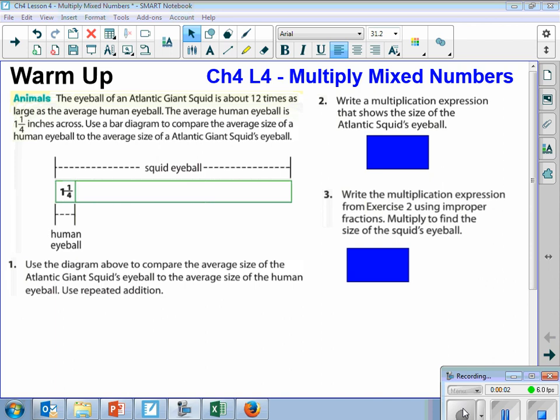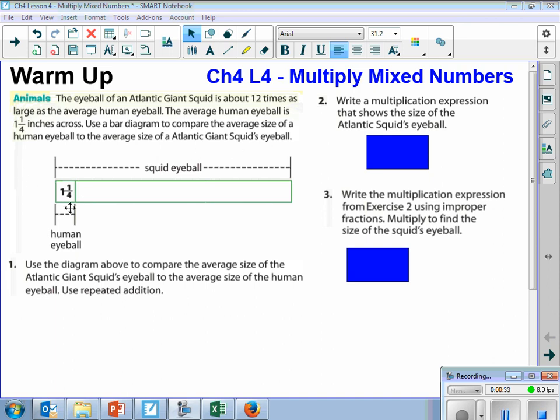All right, so today we're going to review multiplying fractions, and here we're going to include the mixed numbers, okay? So here it says the eyeball of an Atlantic squid is about 12 times as large as the average human eyeball. The average human eyeball is 1 1/4 inches across. We want to use this diagram right here to compare the average size of a human eyeball to the average size of an Atlantic squid's eyeball.